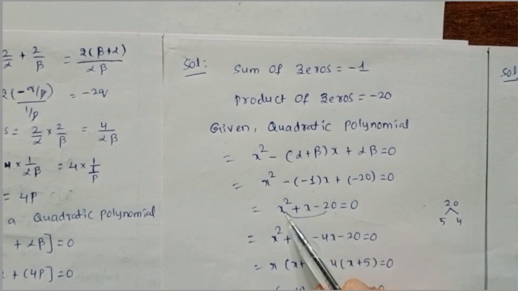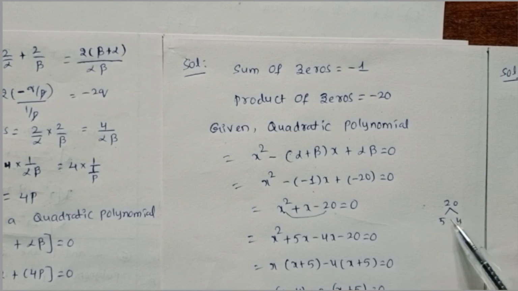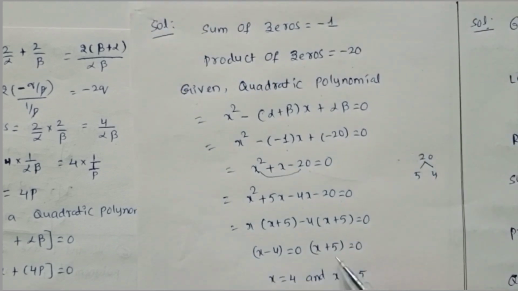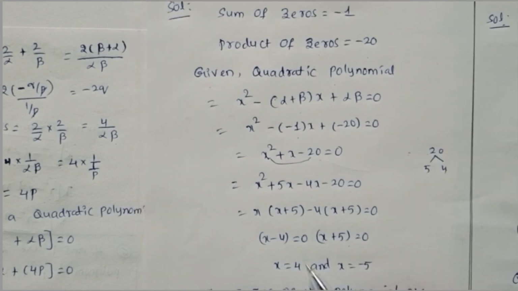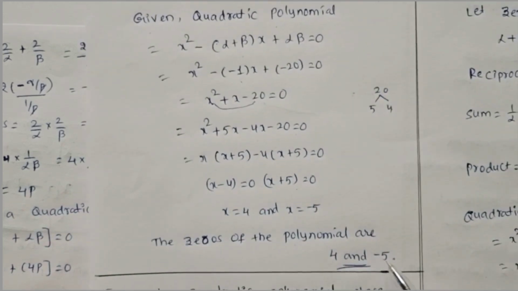Now to find the zeros of the polynomial, find the factors of 20. 5 into 4 gives 20. We can write 5 into 4 is 20, and 5 minus 4 is 1, the coefficient of x. So x square plus 5x minus 4x minus 20 is equal to 0. Here take common: x plus 5 is common. So x minus 4 is equal to 0, x plus 5 is equal to 0. x is equal to 4 and x is equal to minus 5. The zeros of the given polynomial are 4 and minus 5.